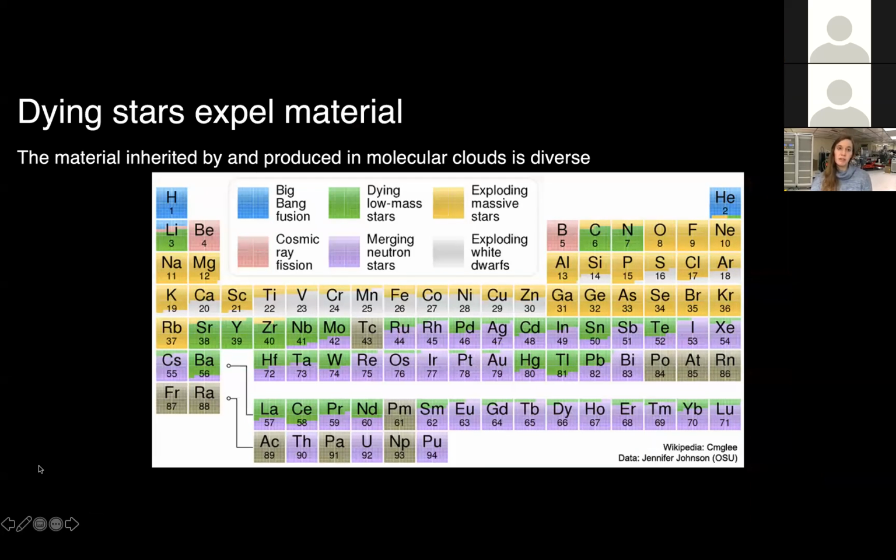So what sort of material is expelled? This is a periodic table that shows the origin of all the elements. For example, Big Bang fusion creates hydrogen and helium, whereas dying, merging and exploding stars produce most of the other elements. And one more event that produces elements is cosmic ray fission. I'll go through this a little bit more in a minute, but beryllium and boron are produced by this sort of process. And so in this talk, I'm going to be focusing on beryllium and boron and aluminum magnesium.